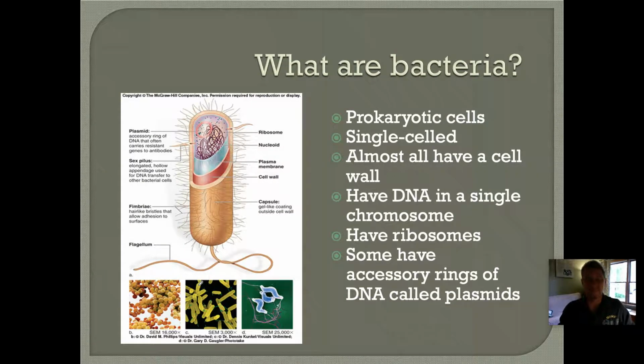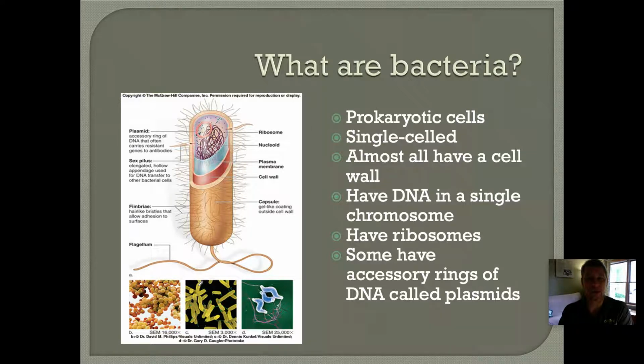Okay, so what kinds of microbes are out there? Well, the first and probably most familiar type are the bacteria. Now remember that bacteria are prokaryotic cells. That means that they're very tiny compared to a typical eukaryotic cell, about 5% of the size. They are single-celled, all of them, and almost all of them are covered by a cell wall.